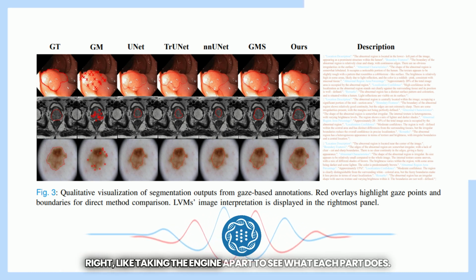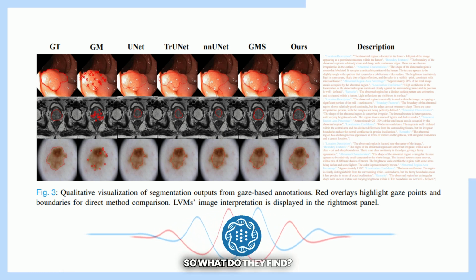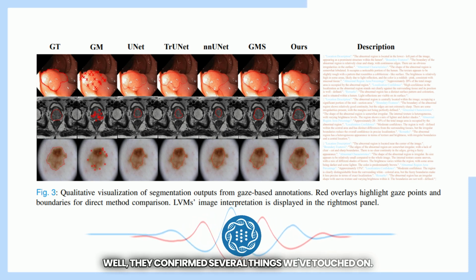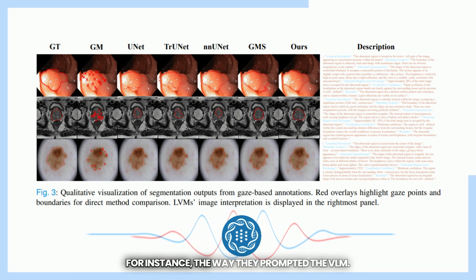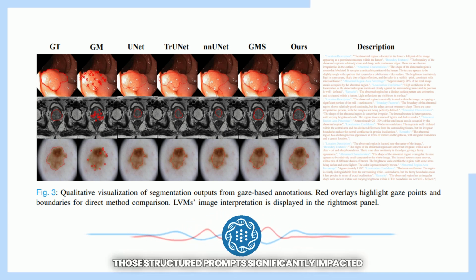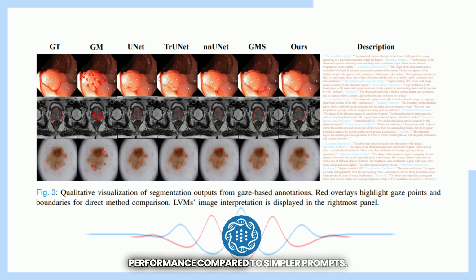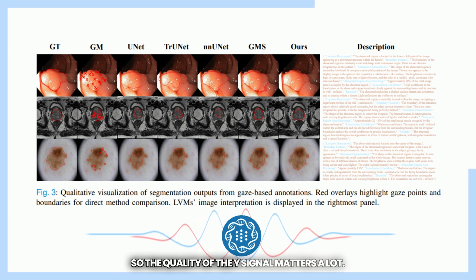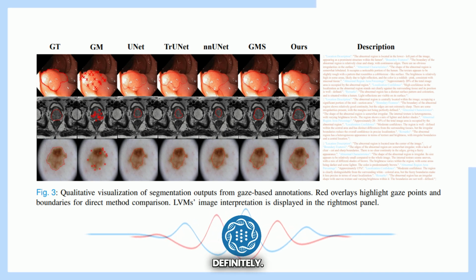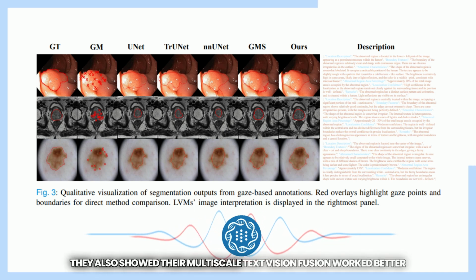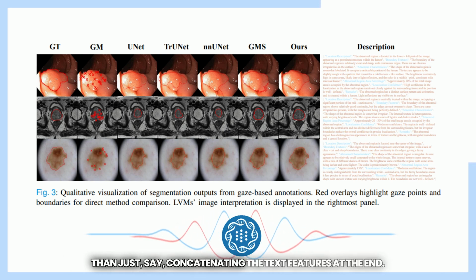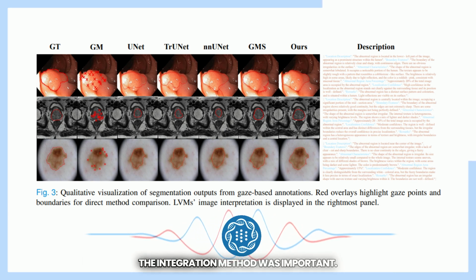Right, like taking the engine apart to see what each part does. So what do they find? Well, they confirmed several things we've touched on. For instance, the way they prompted the VLM. Those structured prompts significantly impacted performance compared to simpler prompts. So the quality of the Y signal matters a lot. Definitely. They also showed their multi-scale text vision fusion worked better than just, say, concatenating the text features at the end. The integration method was important.